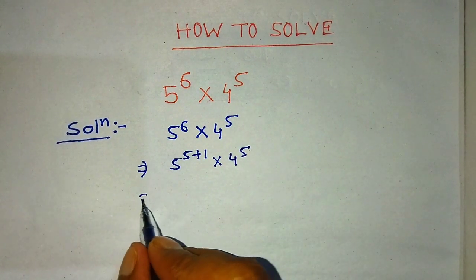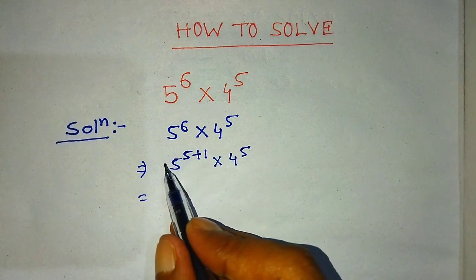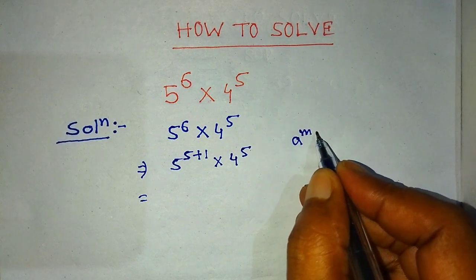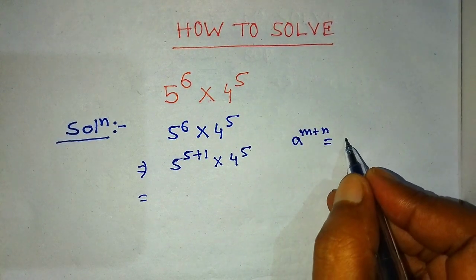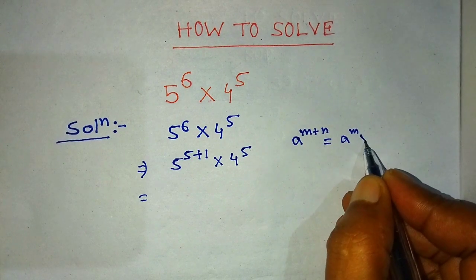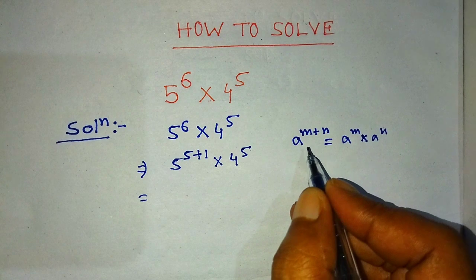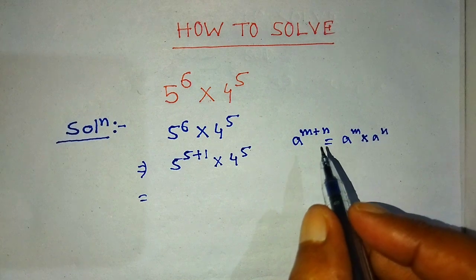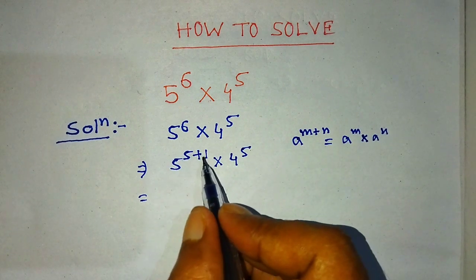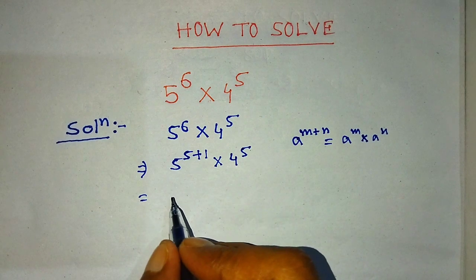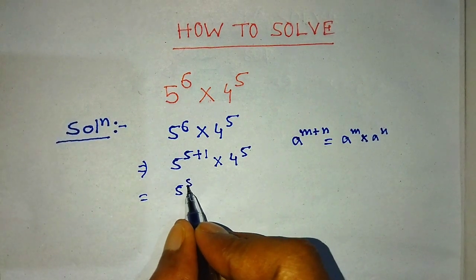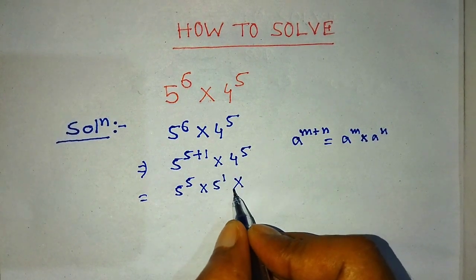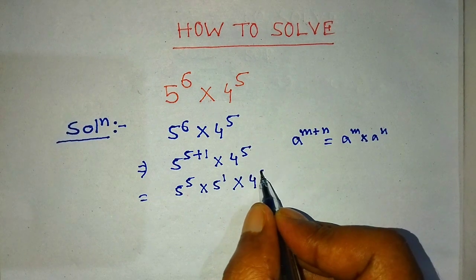Okay student. So student, after that, to simplify these exponential forms, we have to apply the formula a to the power m plus n is equal to a to the power m into a to the power n. So this formula we have to apply on this exponential form. Okay student. So after applying this formula on the exponential form, you get 5 to the power 5 into 5 to the power 1 into again we have to write 4 to the power 5.